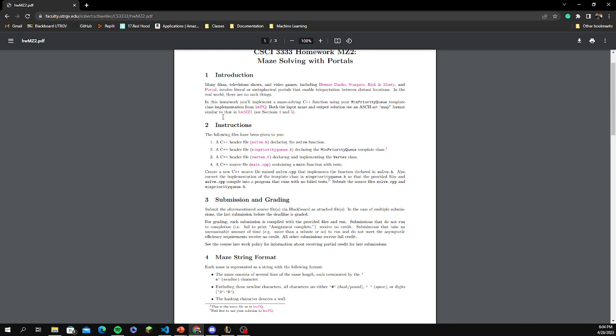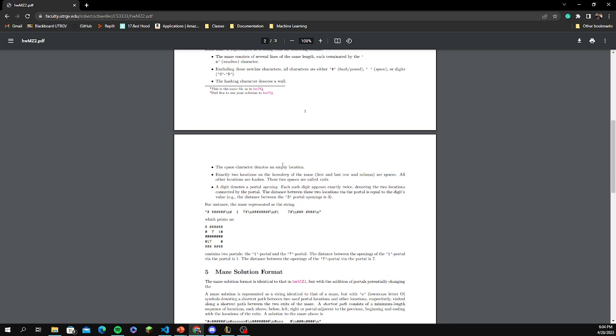It's quite similar to Maze 1. In this case, we're actually going to be using portals to find the shortest path. We're going to be using Dijkstra's algorithm as well, so it's one of the requirements that we need to do. Alright, so let's get to it.